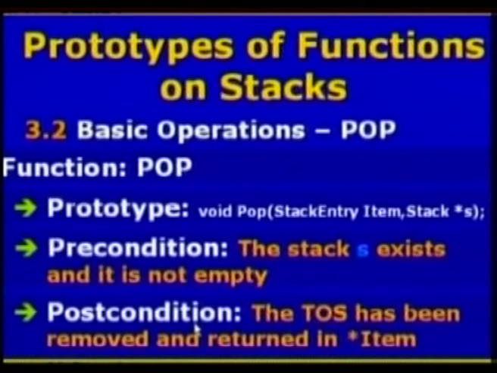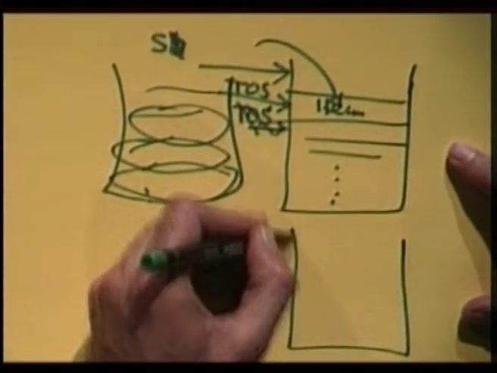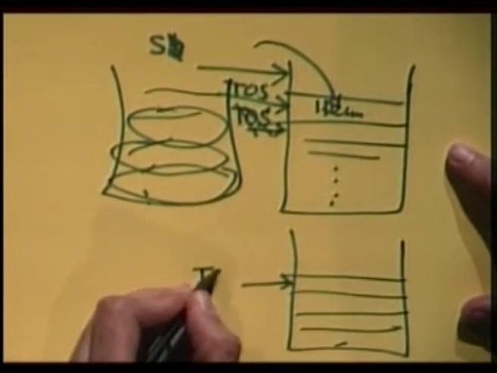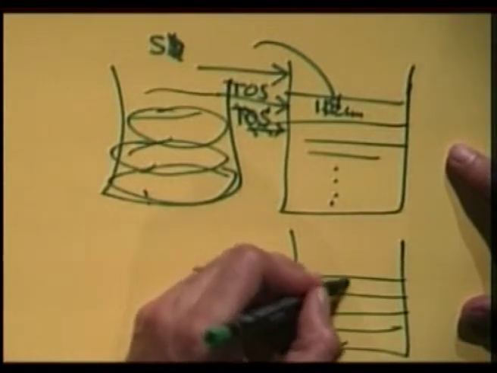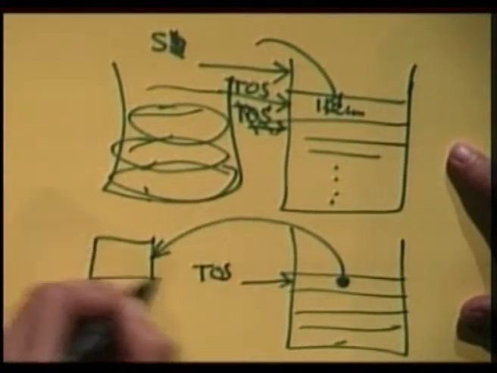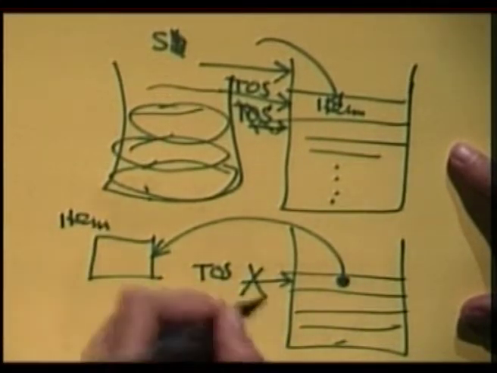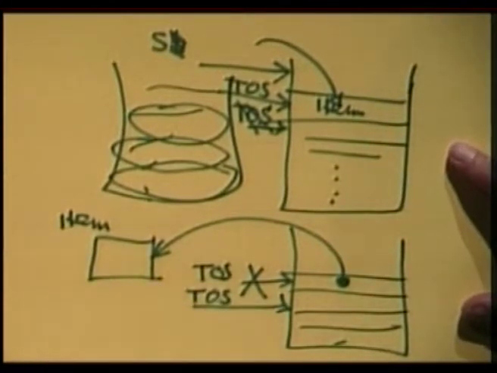As a post condition, or the result of this, I'm going to have the top of stack item removed physically from the top of stack, and returned in this item. So if this was my stack, and top of stack was pointing here, as a result of this pop, I'm going to take this and put it in the container of the same data type as these, called item. And after this step, top of stack obviously is going to be pointing here.